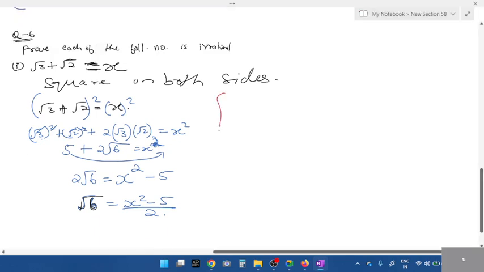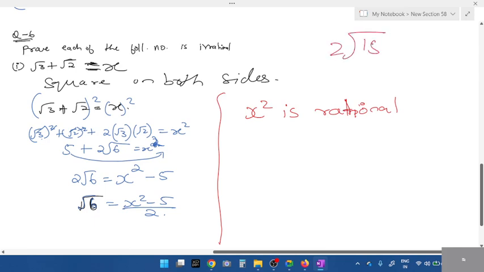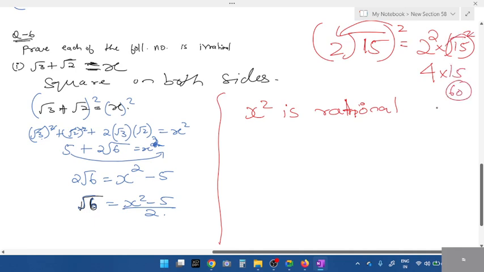So therefore, below this, you write the statement x square. You have to write it separately. x square is rational. Remember the degree is 2. Whenever the degree is 2, it is a rational number. For example, if I take 2 root 15, this entire thing is an irrational number. But if I square it, what am I getting? 2 square into root 15 the whole square. How much is 2 square? 4. 4 into 15, what's the answer? 60. So as soon as I squared it, we are getting a rational number. 60 is rational, right?